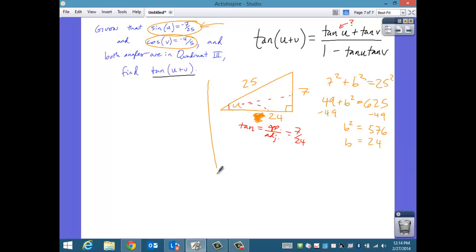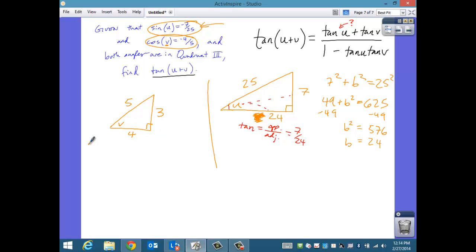So we'll make another triangle. Notice v here is a different angle, and we can think of it as an angle in a different triangle, and we probably should. It's not necessarily going to go together with u. So we have a cosine of -4/5. Again, we'll do 4 for the adjacent, 5 for the hypotenuse. You can use the Pythagorean theorem if you want to, but you may know that the other leg is then going to be 3.